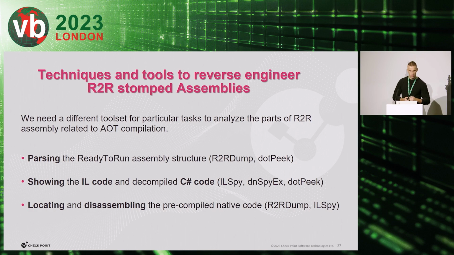Regarding the techniques and tools to reverse engineer a ReadyToRun assembly, as I already showed you, all the hard things are on the native layer, so we need a different tool set than when we are dealing with ordinary .NET assemblies. We need these different tools for particular tasks. These tasks could be summarized as: we need something for parsing the ReadyToRun assembly structure, something for showing the IL code and the decompiled C# code, and also some tool that is able to locate and disassemble the precompiled native code.